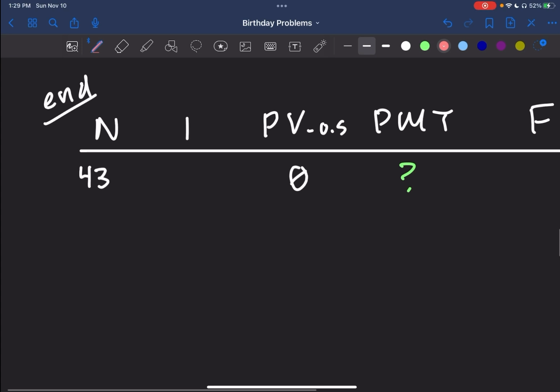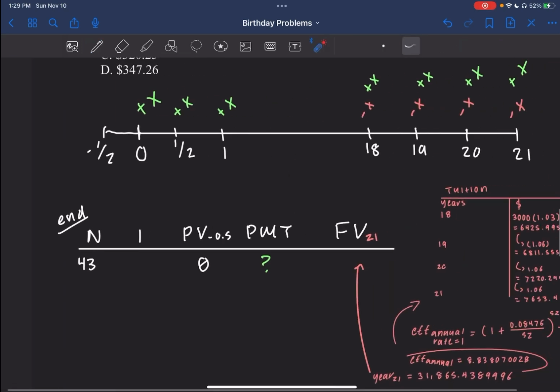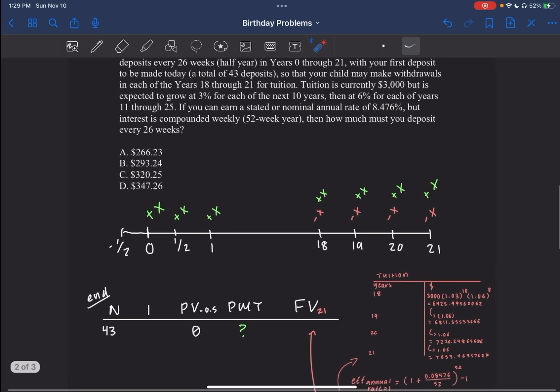So now let's find our I. Again, a common mistake students will make is they're going to go ahead and use the 8.476 rate for the I. And that's wrong, because this only takes into account a nominal annual rate compounded weekly. And we're going to need a semi-annual effective rate, which is compounded weekly. So let's do that.